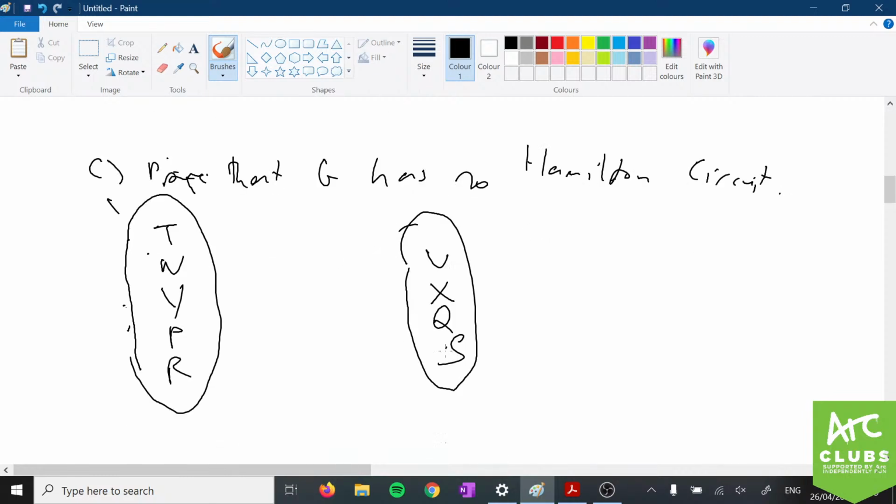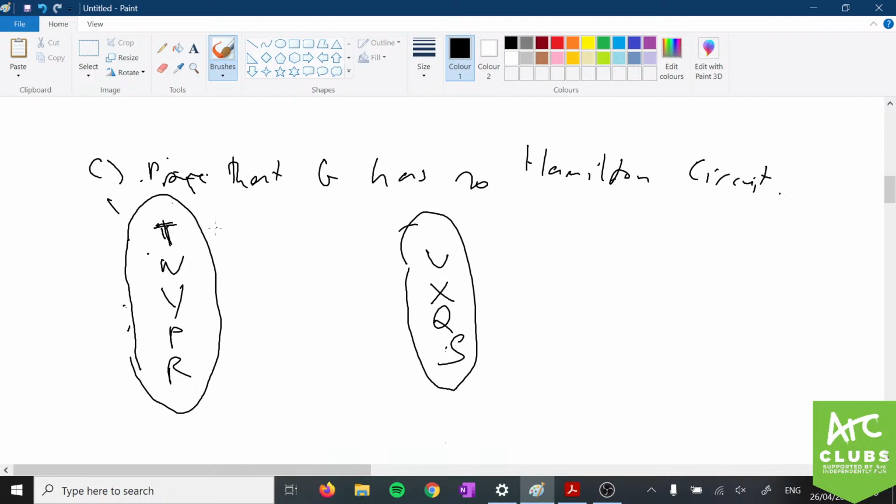So let's try to prove this by contradiction. Let's say, maybe there is a Hamilton circuit here. There is a Hamilton circuit in G. And what does that mean? Well, every single vertex, we're going to have to go through it because the Hamilton circuit goes through each vertex exactly once. And if it exists, then in particular, it's going to have to go through T. So let's say T has to be part of the Hamilton circuit.